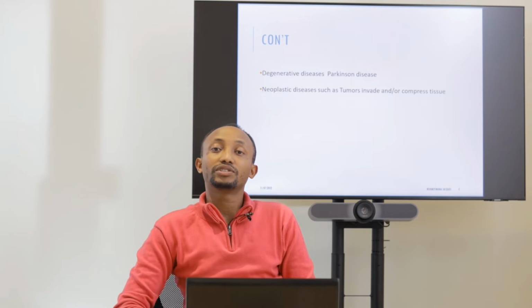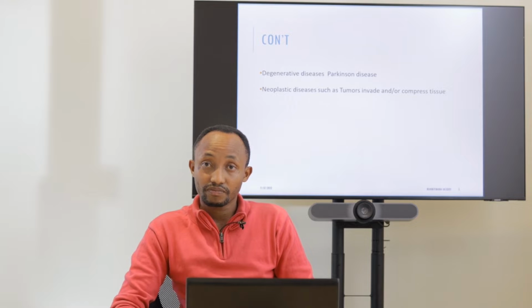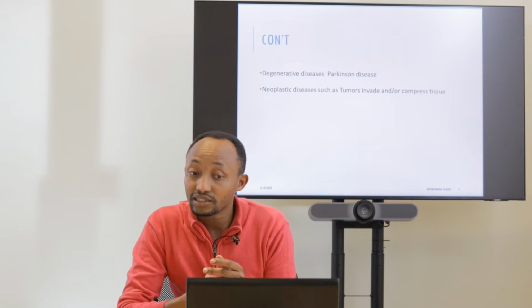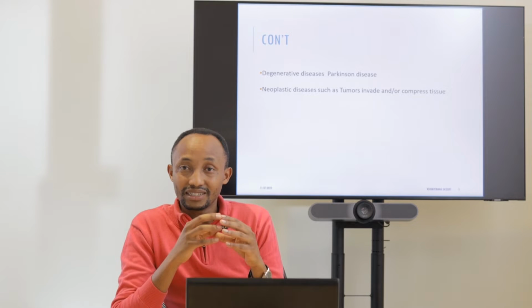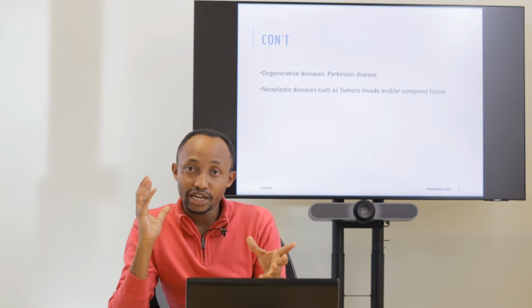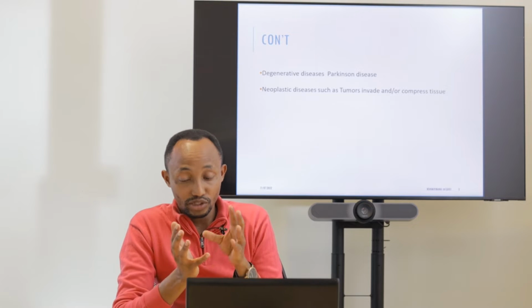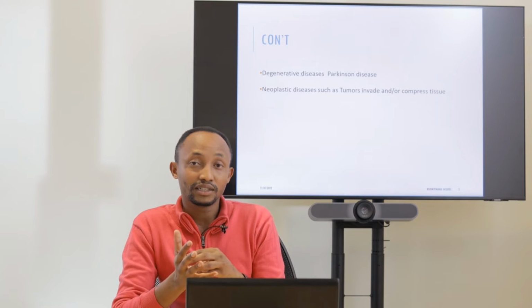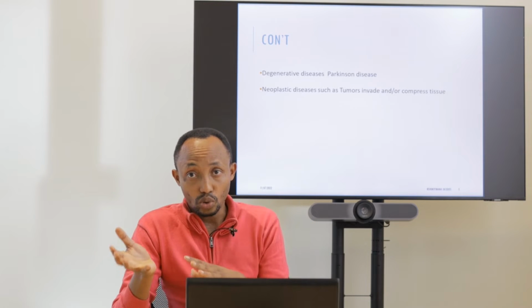But you can also have just a neoplastic disease, such as tumors. Tumors can either invade or compress the tissues. And they can arise anywhere in the brain or in the spinal cord. And depending on the area where the tumors are located, it will tell us what functions are going to be lost or just impaired.